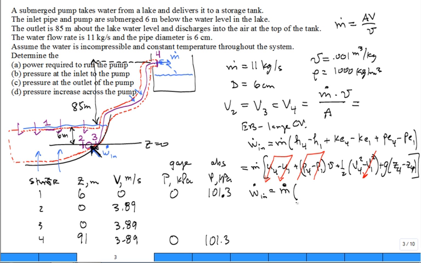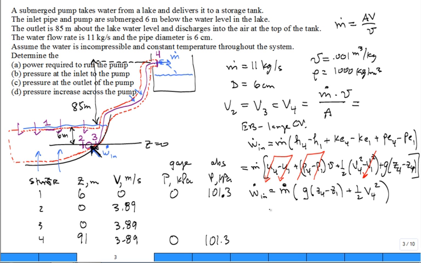Times, I'm going to have g times z4 minus z1. How far am I going to lift it in the gravitational field? Is z4 a lot greater than z1? I'll need a bigger pump, more work to lift it higher. Plus 1/2 V4 squared. It's got to spit it out the end of that pipe, and that's kinetic energy. I have to supply work to spit it out the end of the pipe. So we can read these equations, can't we?